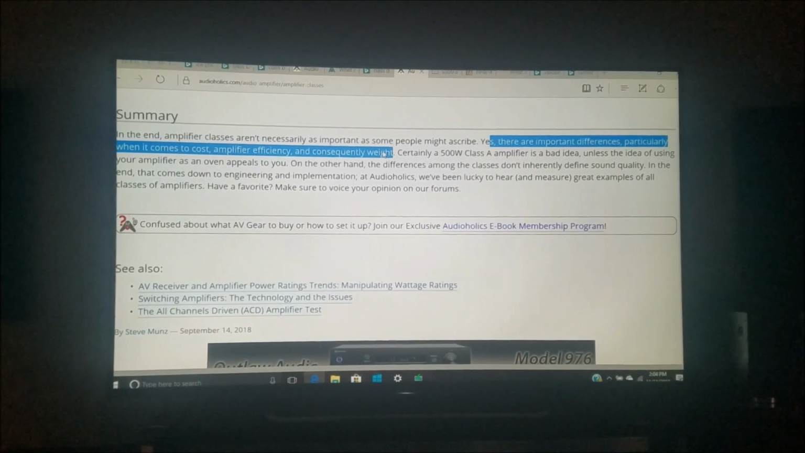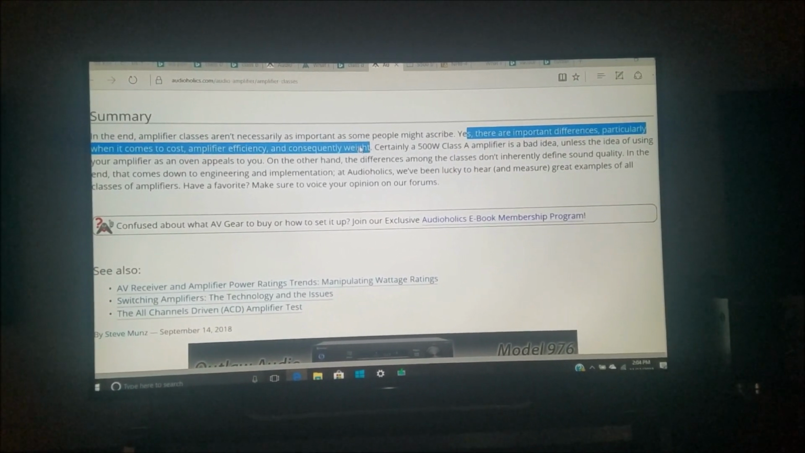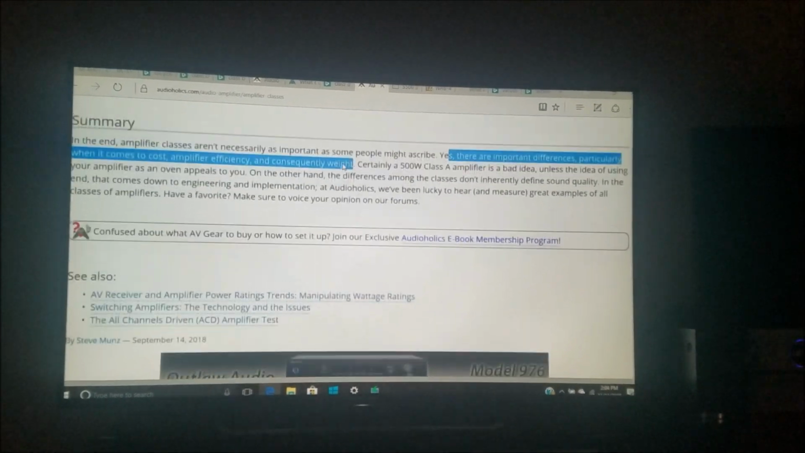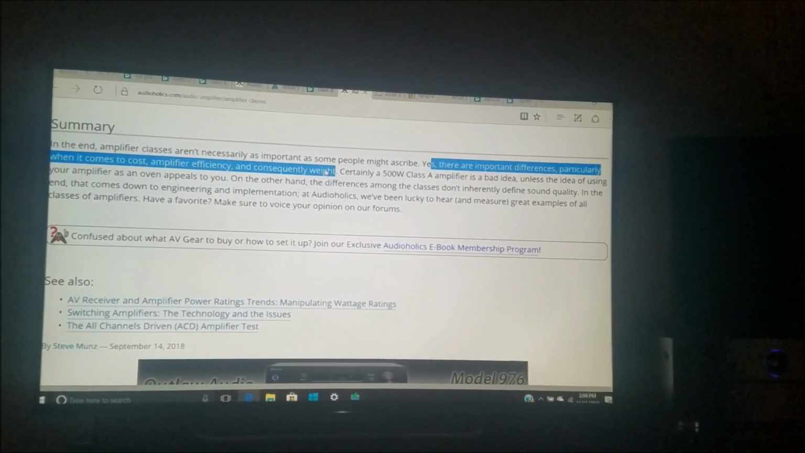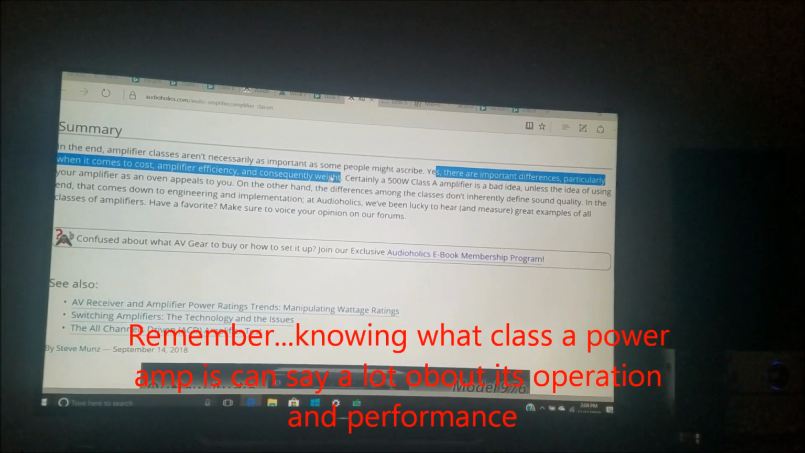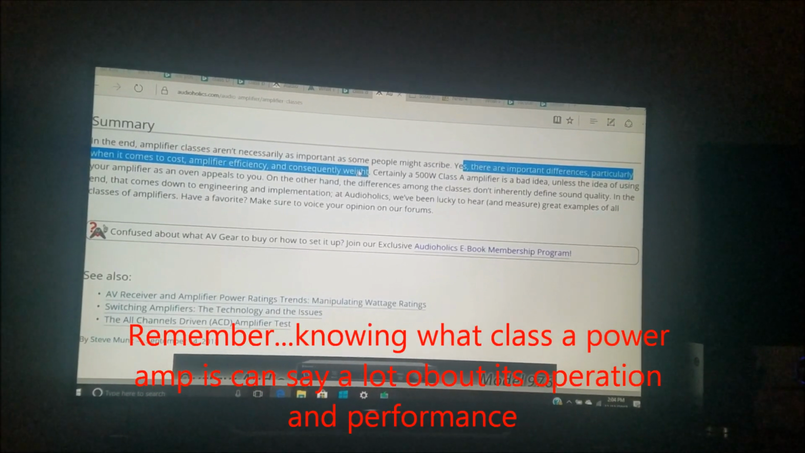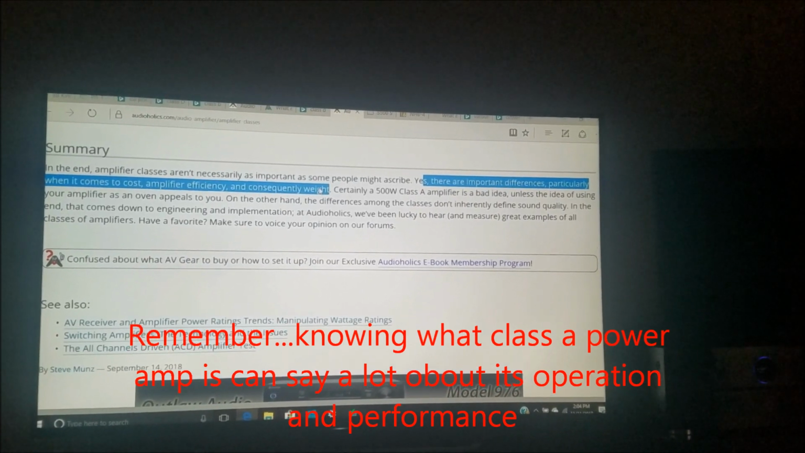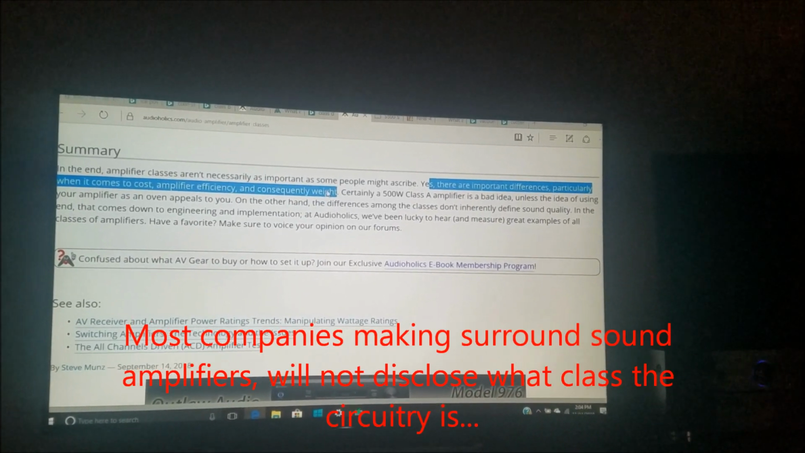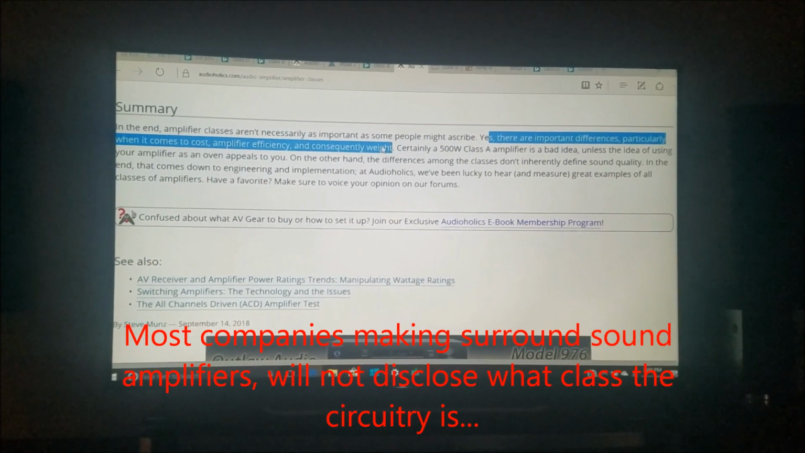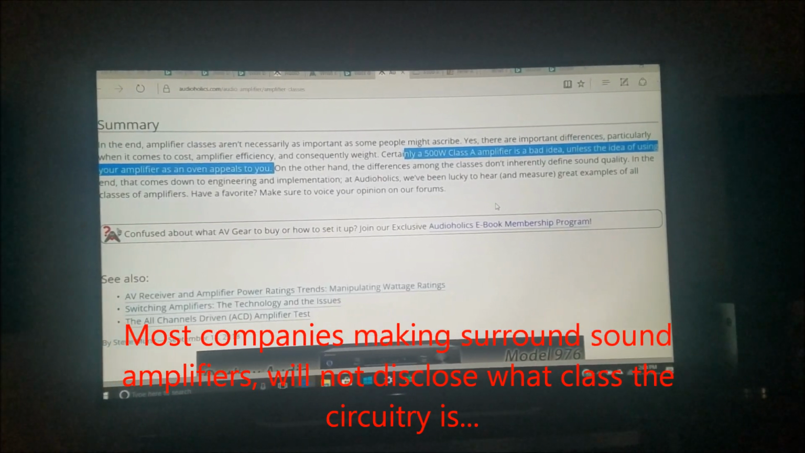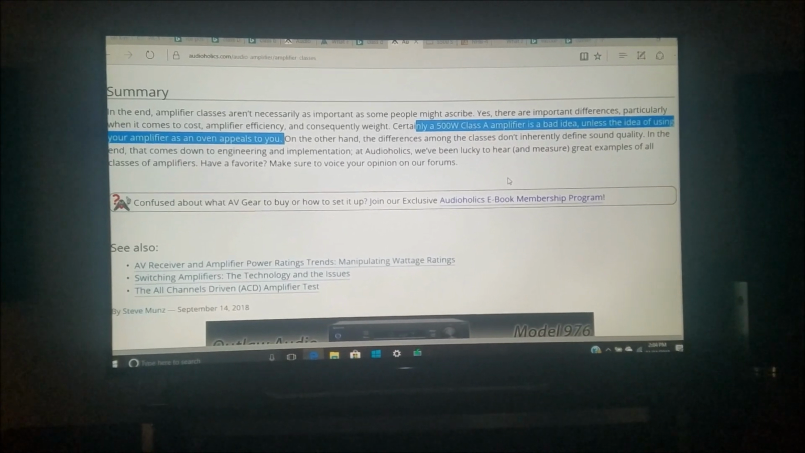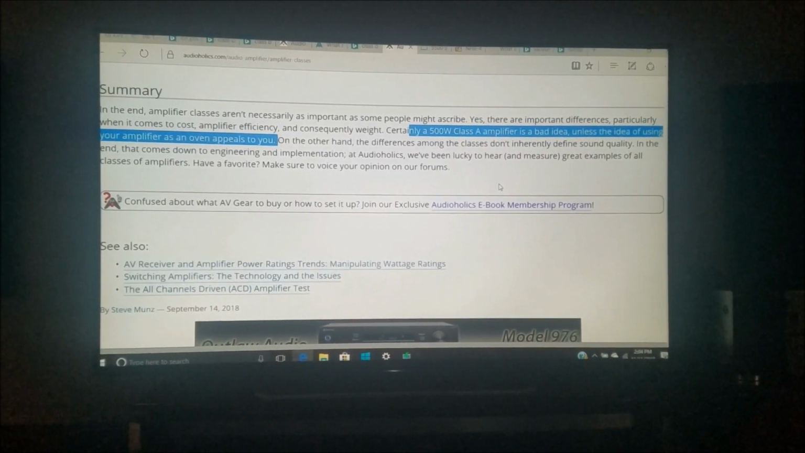You see, when most people set out to buy an amplifier, they're not necessarily asking themselves the question of what class or circuit topology would you prefer. Most people probably wouldn't even know what you're talking about. But when you consider cost, efficiency, and consequently weight, Class D amplifiers certainly hold the title over Class A. But a 500-watt Class A amplifier, according to Audioholics, is a bad idea unless you're hoping to fry some eggs on it or use it as an oven.